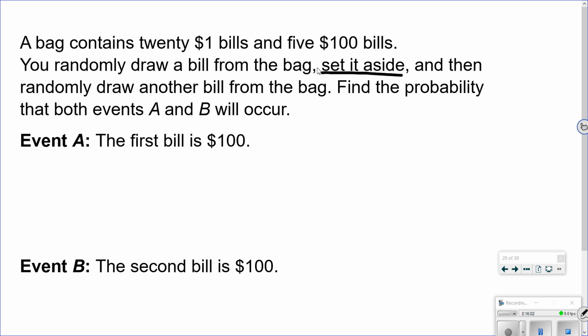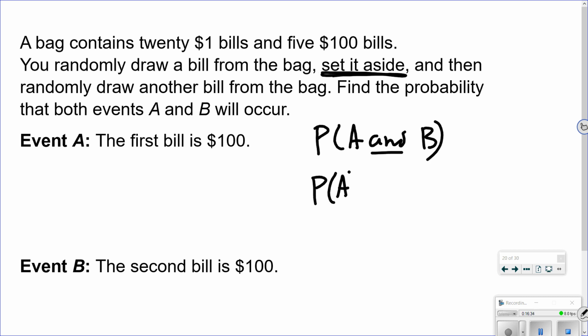So if you write this off to the side, I want to find the probability of A and B happening. So the "and" tells us multiplication. Now, the thing you have to be careful with here: are these events independent or are the events dependent? Does the probability of the first one affect the second one? Well, because we're setting it aside, if I take out a $100 bill, that will change the probability of getting another $100 bill. So these are dependent. So my formula is this. I take the probability of A happening, of getting a $100 bill, and I multiply that by the probability of B happening, given that A already happened.